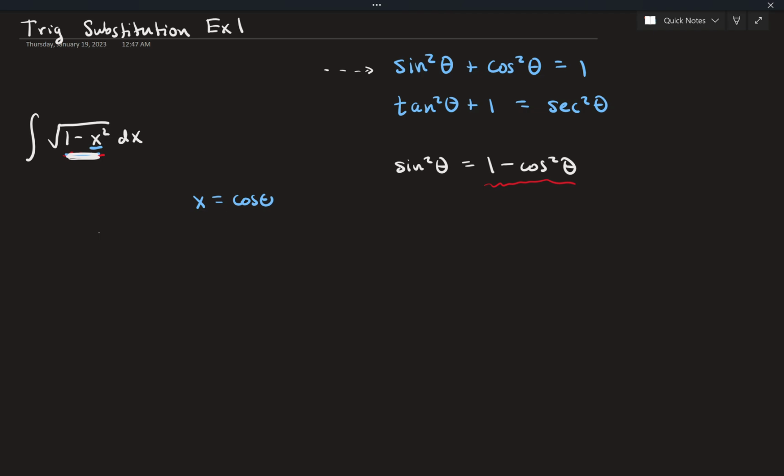It doesn't matter, you actually could have used sine or cosine here, but you'll get the same answer either way. So then I could differentiate both sides, get negative sine theta d theta, and I can just plug everything in. I have the integral of 1 minus cosine squared theta under the square root. And then I gotta multiply by negative sine theta d theta.